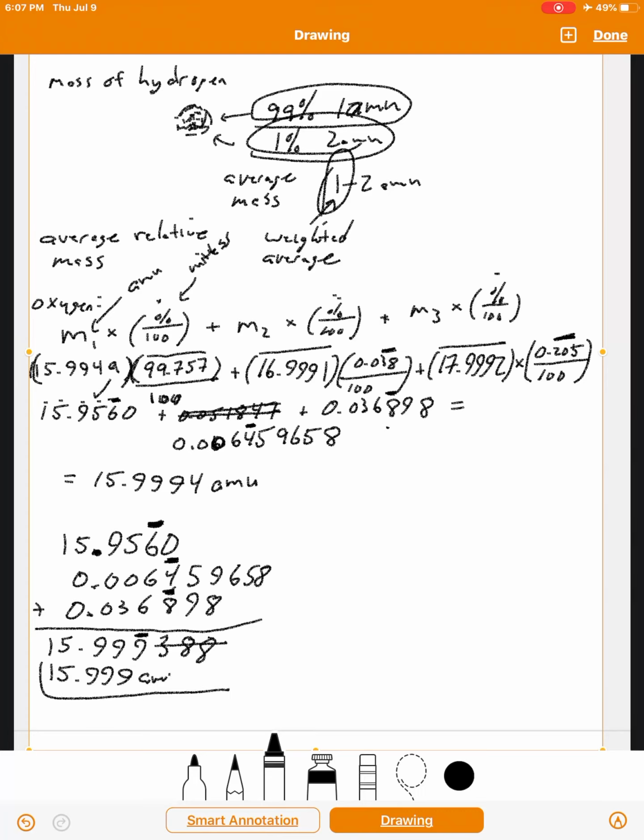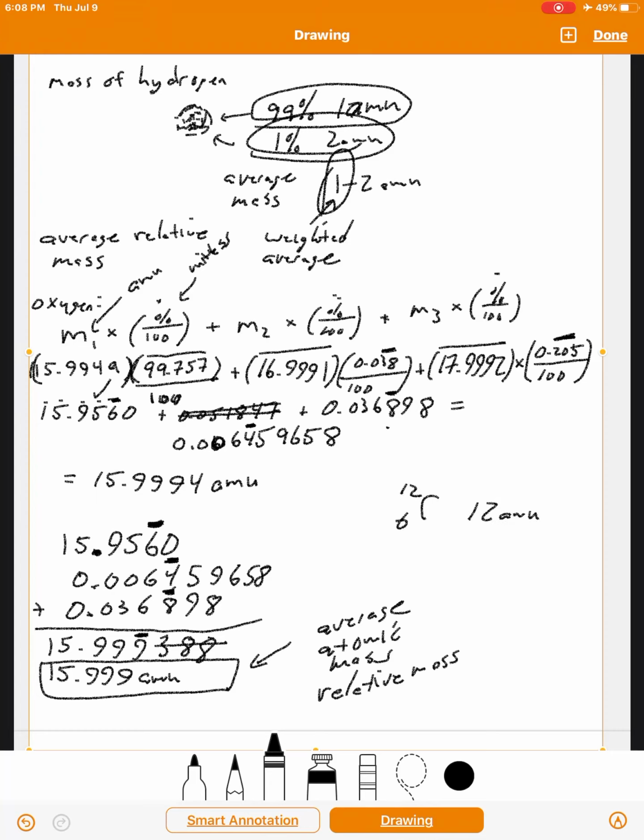Answers in AMU. Okay? So that is the average atomic mass. Sometimes they call it relative mass. It's relative because we're considering that carbon-12 is exactly 12 AMU. So it's relative to carbon-12. But the answer would be 15.999.